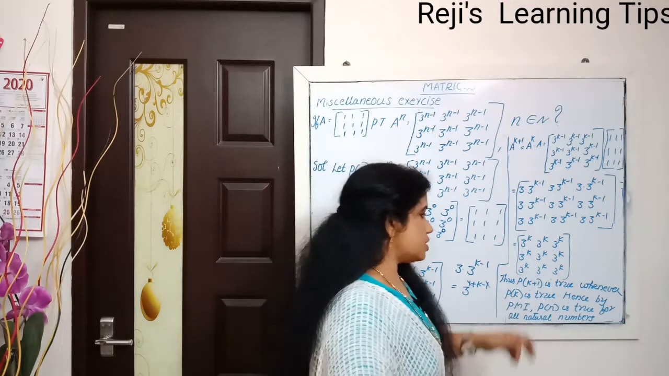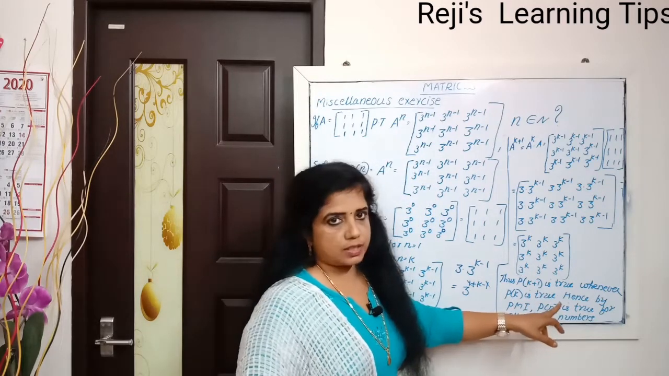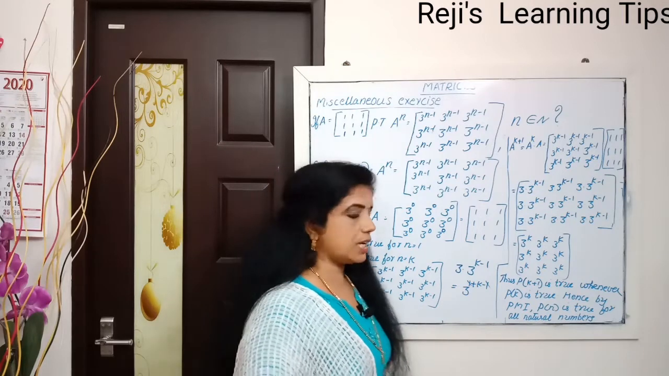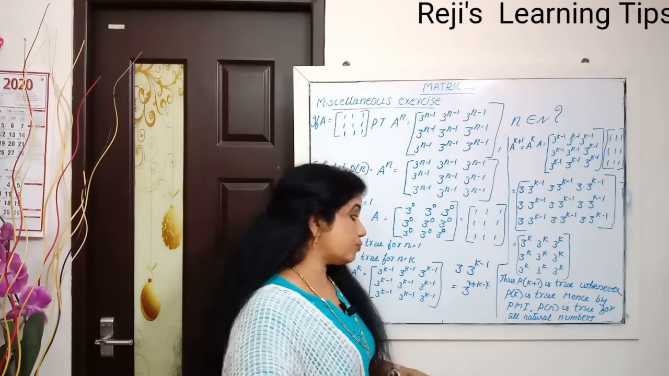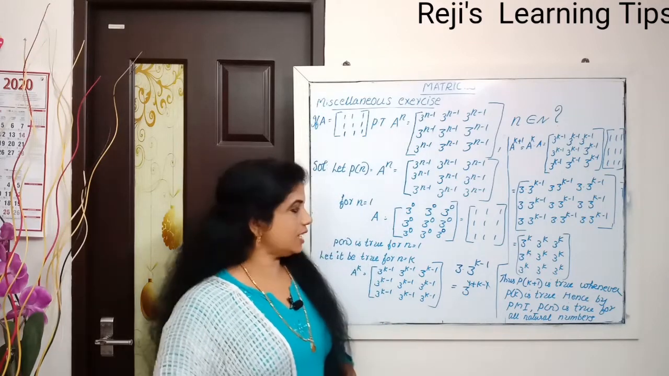So we can say that P of k plus 1 is true whenever P of k is true. Hence, by the principle of mathematical induction, P of n is true for all natural numbers. Okay?